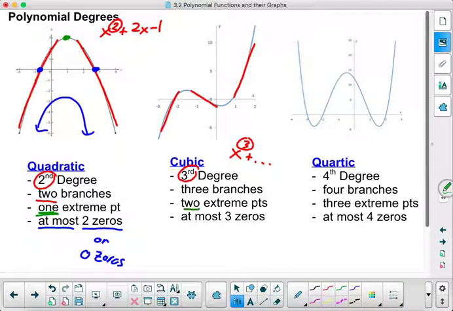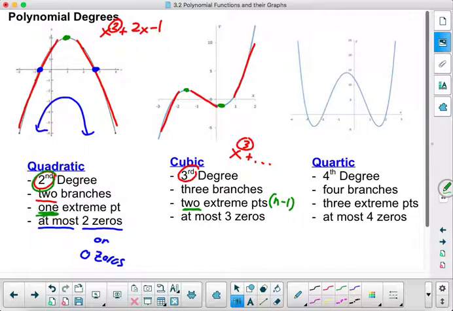It has 2 extreme points. If you see it has a high point here and a low point there, so if you are asked about extreme points, how does that relate to the degree? It's always 1 less than my degree. So if my degree is 3, I'm going to have 2. If my degree was 2, I add 1, so it's always 1 less than my degree.